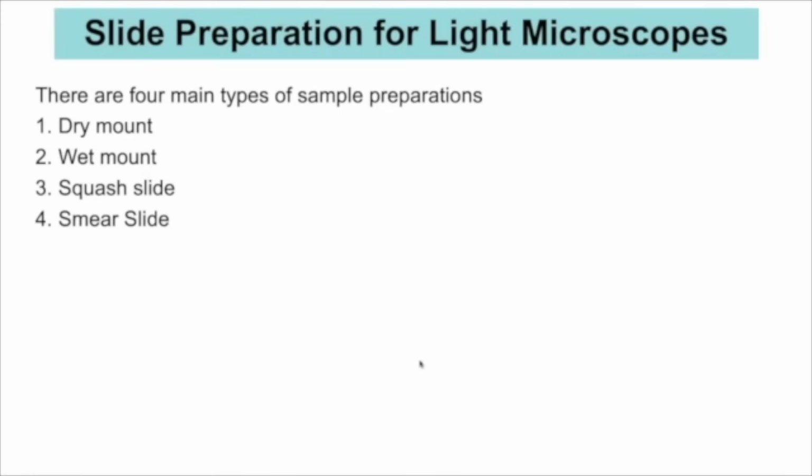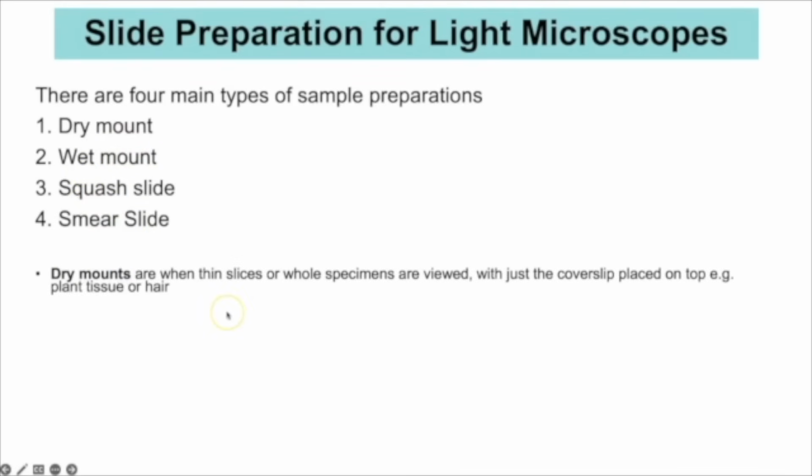So with the light microscopes or optical microscopes, there are 4 types of slide preparation that you need to be familiar with. Dry mount, wet mount, squash slide and smear slide. The dry mounts are when thin slices or even the whole organism or specimen are viewed. And what you would do is place that specimen on top of your glass slide with just a cover slip placed on top. So this might be used if you're examining a really thin slice of plant tissue, or you might have tried this before with your own hair.